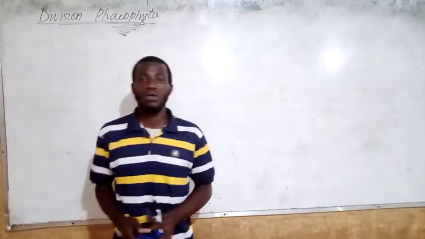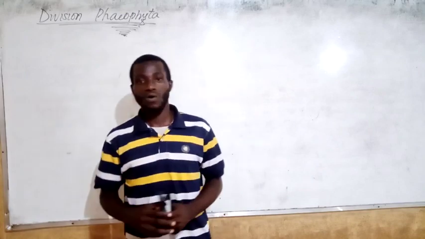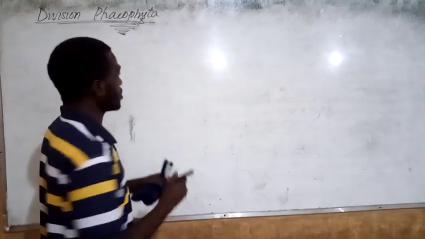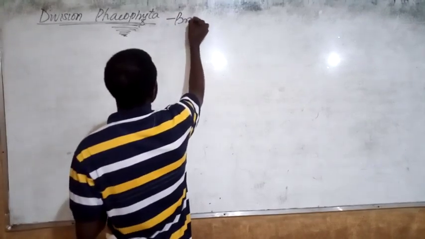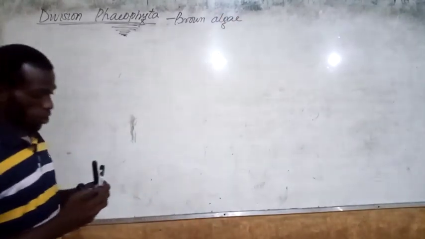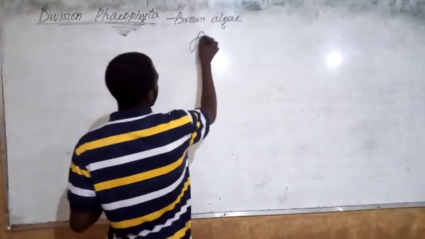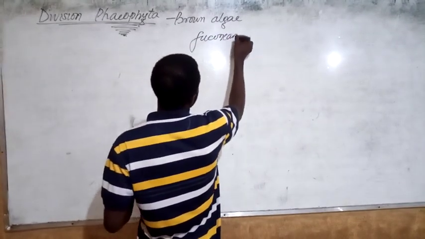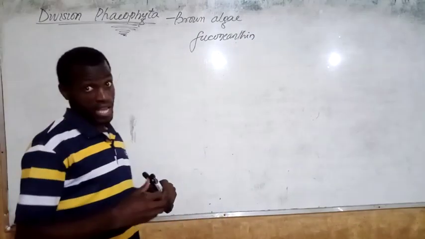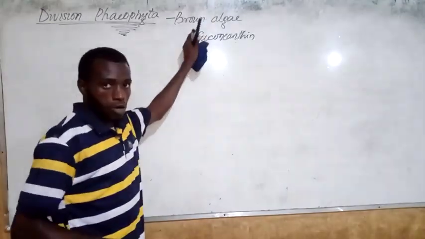In today's video, we are going to be discussing the division Phaeophyta. Now, the Phaeophyta are generally called brown algae, and of course, it is because of their coloration. They possess a special pigment called fucoxanthin, which is a type of xanthophyll, that enables them to possess this brown coloration.